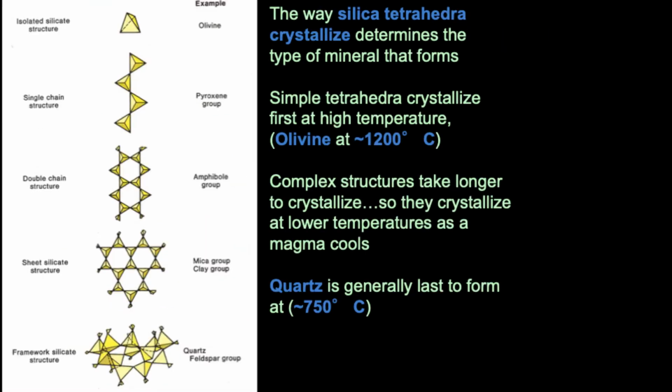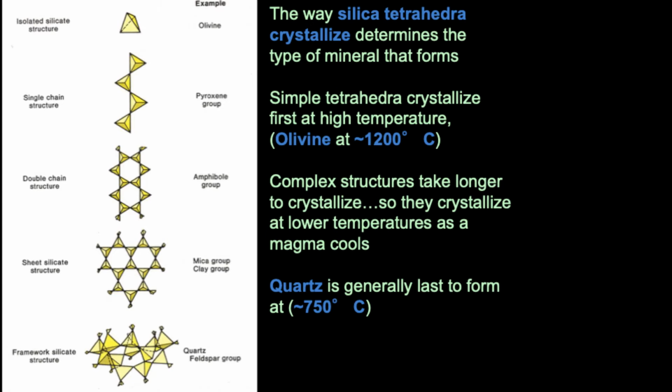So if that is the progression, if we go from a single tetrahedra at the highest temperature, and then a single chain, double chain, sheet structure, and then we go into the three-dimensional forms, and that's going to be like the feldspars. So the feldspars are a three-dimensional structure, and quartz, the most complex of all of the structures.